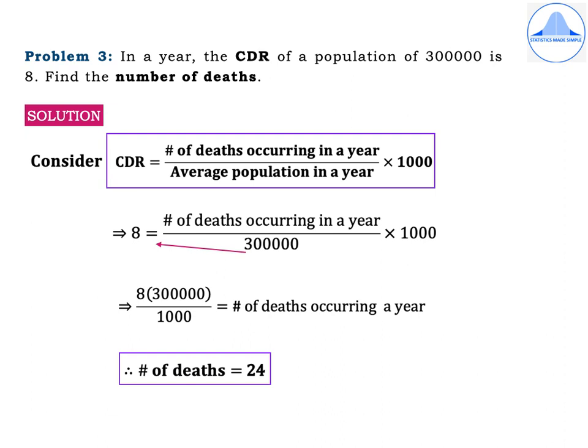Then you cross multiply as I have highlighted with the pink color arrow. So you get 8 into 3 lakhs divided by 1000 is equal to number of deaths occurring in a year, or you get the number of deaths as 24.